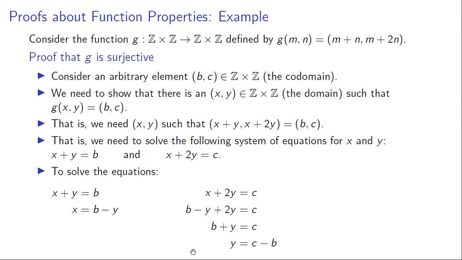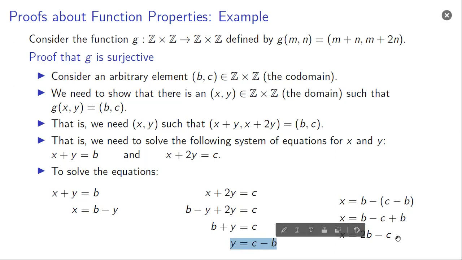We still need to solve for x, right? Even though we have x is equal to b minus y, we still have y here. We need to have x in terms of b and c, but not in terms of y. So let's go a little bit further. We know that x is equal to b minus y, but now we know that y is equal to c minus b. So x is equal to b minus (c minus b). So x is equal to b minus c plus b. So x is equal to 2b minus c. So we've solved for y: y is equal to c minus b. We've solved for x: x is equal to 2b minus c.